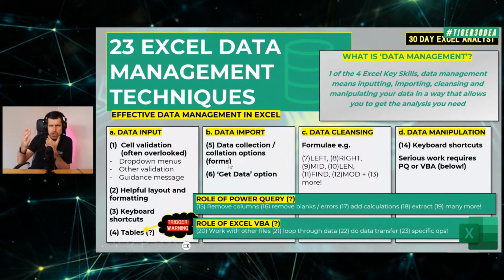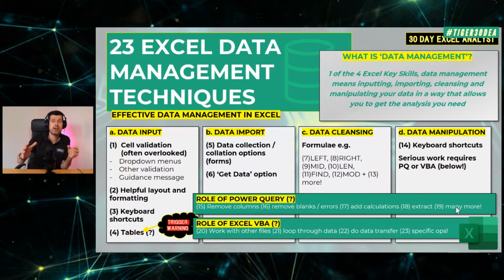So for example, when we're importing data from an online form, I use Power Query to do that, to get that data into Excel. But it does a bit more than that, because when we're bringing the data in, we can perform some operations. I think they're called steps in Power Query. We could remove some columns. We can remove blanks and errors, so data cleansing. We could add some calculations using Power Query. We could extract some rows according to a certain criteria. Many other options with Power Query.